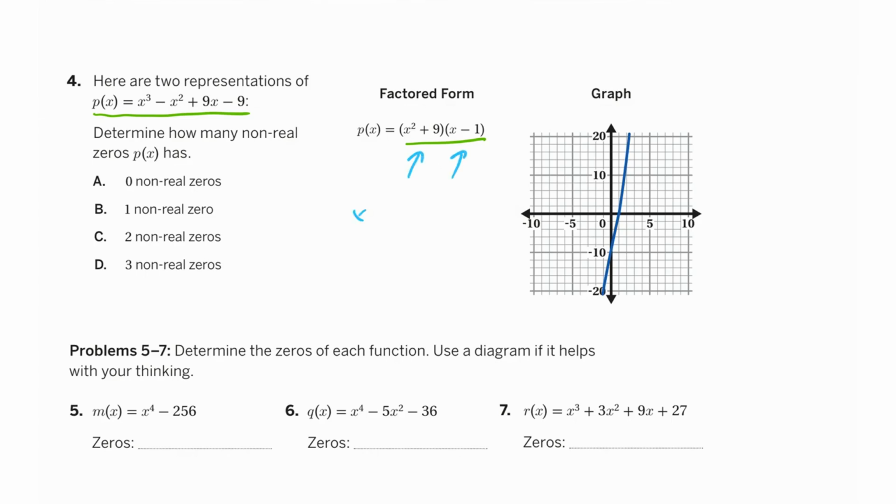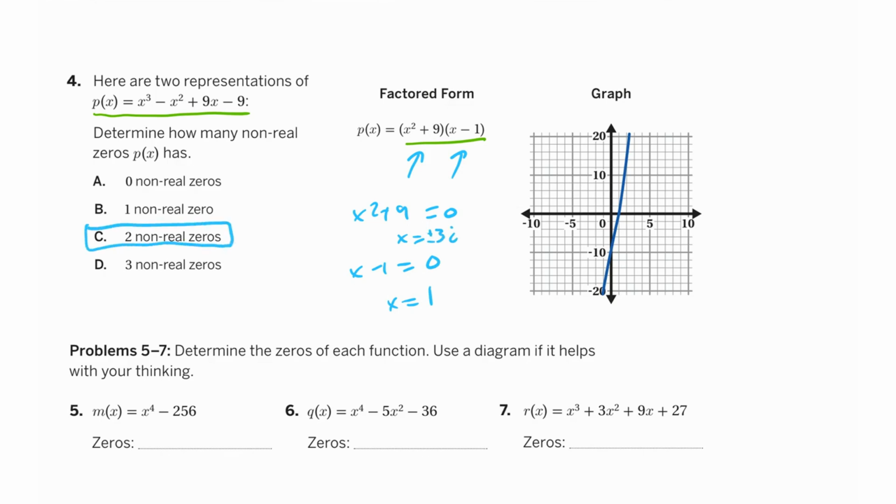Set them equal to 0, use the zero product property to set each piece equal to 0, and I'd see that I'd get one real solution, and I'd end up getting the square root of negative, plus or minus 2 non-real. So that's definitely one way.